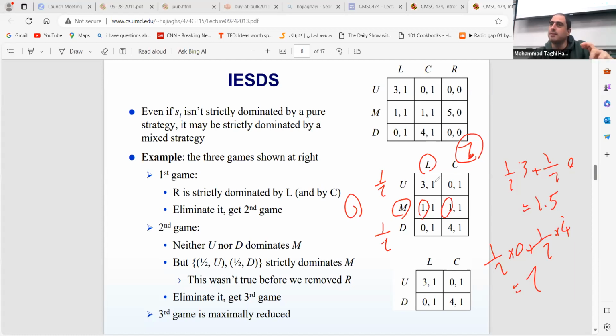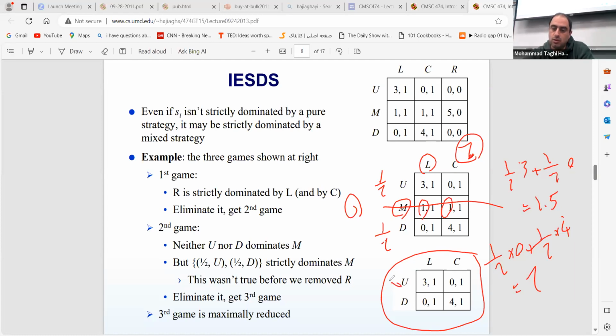But essentially, if you consider the mixed strategy of them, in some sense, the mixed strategy would be some kind of weighted average. Here, the average essentially puts the weight 1/2 and 1/2. Then this weighted average actually can dominate M, and thus M can be removed. Now you can see that we are reaching this game.